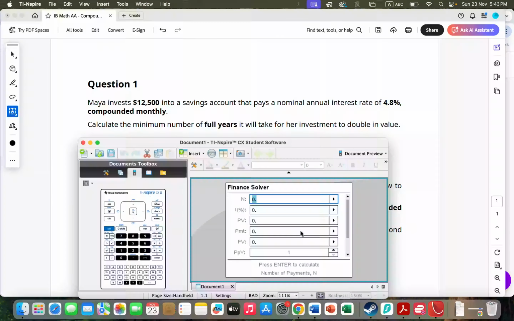So N is going to be the number of payments. Your calculator is always going to express the number of payments in terms of the number of years. The other calculators actually don't do so, but it's fine. But just take note that the Nspire always does the number of payments in terms of years, so that's something that you need to take note of.